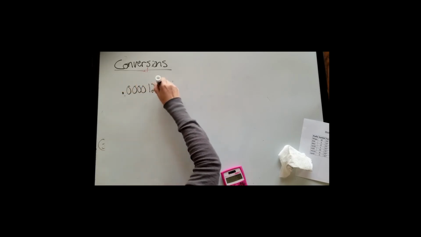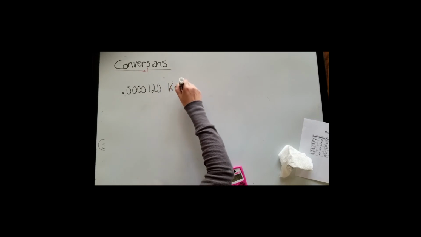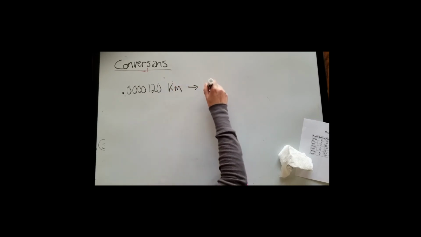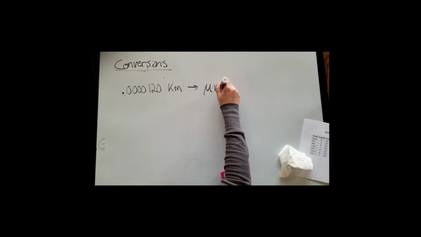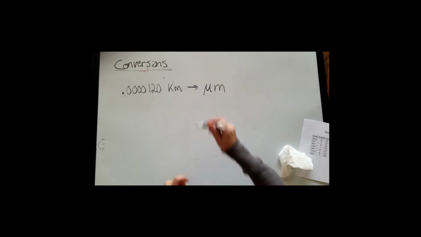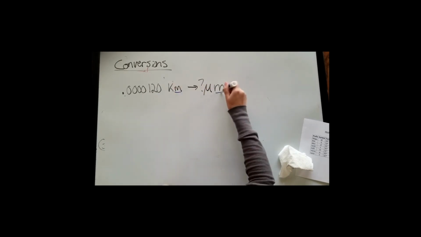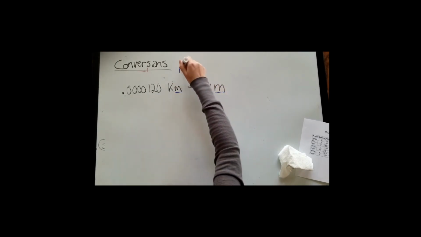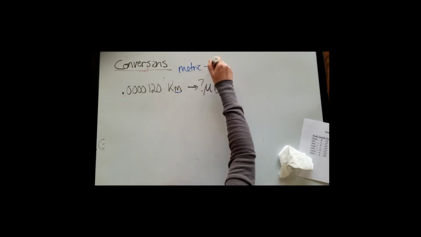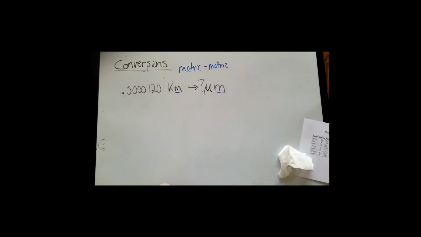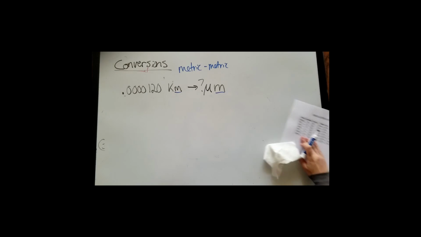We're going to do a metric to metric one, going from kilometers to micrometers. All right, so conversion, what type? Let's see, we got meters, meters. Letter in common, it's metric to metric.